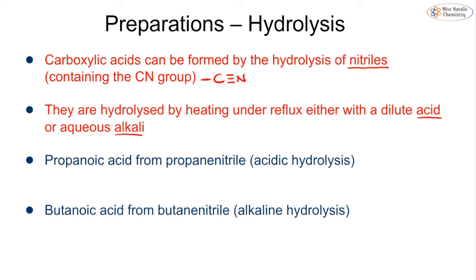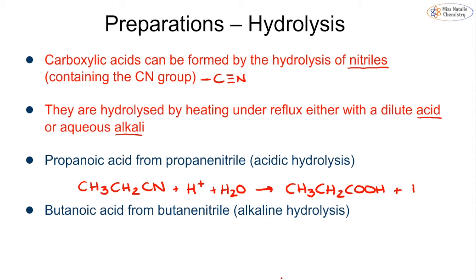So if we look at an example of each of them, if we start with propanenitrile, so that means that we've got 3 carbons, one of them being the carbon that's present in our CN group, and we're going to add some acid. Now that could be hydrochloric acid generally, but it could also be any other strong acid, so something like sulfuric or even nitric. And of course, we're also adding water because it's a hydrolysis reaction, and this will form propanoic acid.